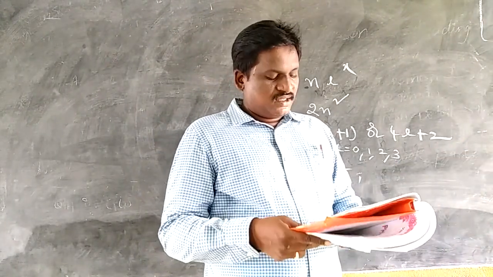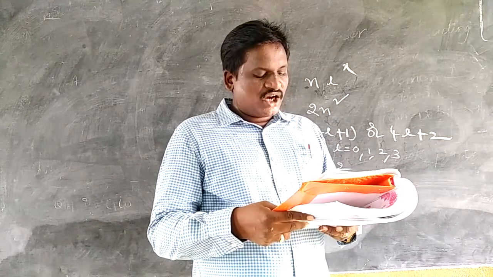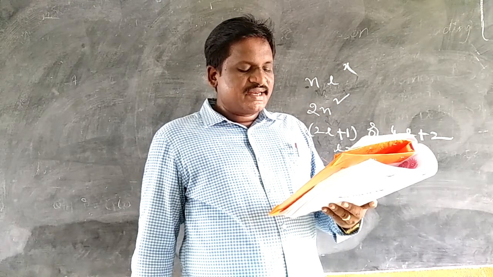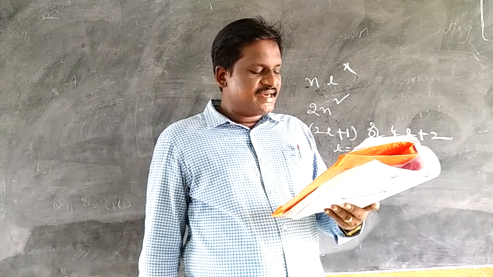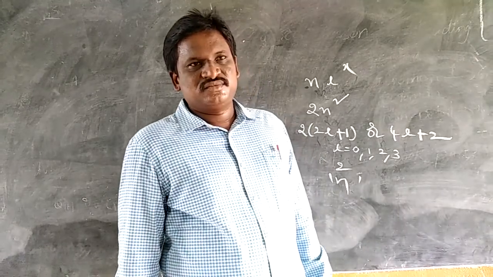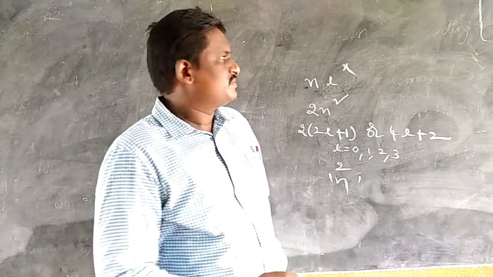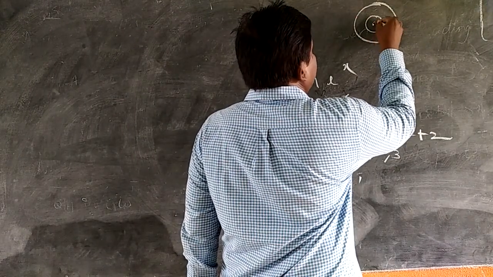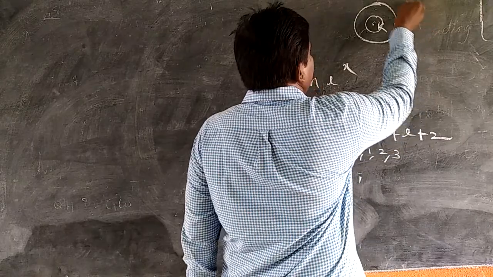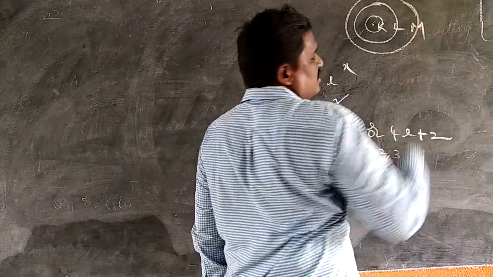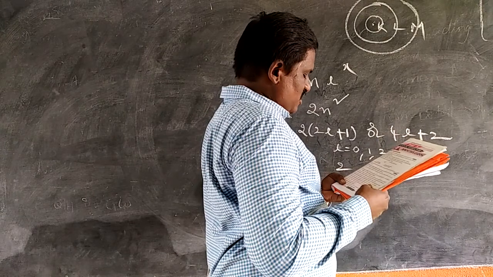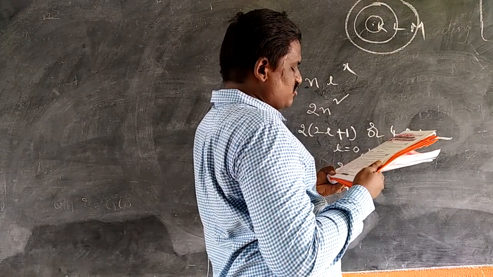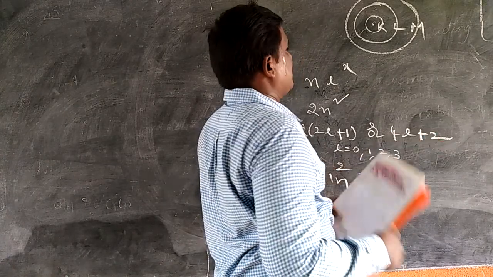Third one. In an atom, the number of electrons in the M shell is equal to the number of electrons in the K shell and L shell. Answer the following question. Everyone listen carefully. First K shell, next L, next M shell. The question asks: in an atom, the number of electrons in the M shell is equal to the number of electrons in the K shell and L shell.